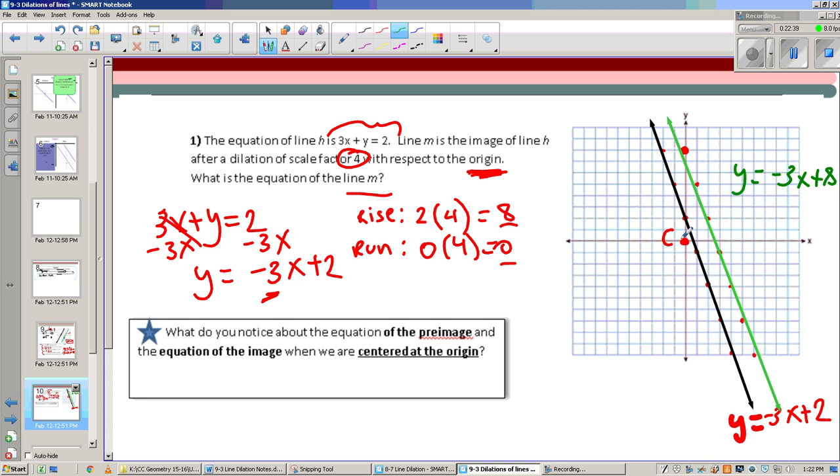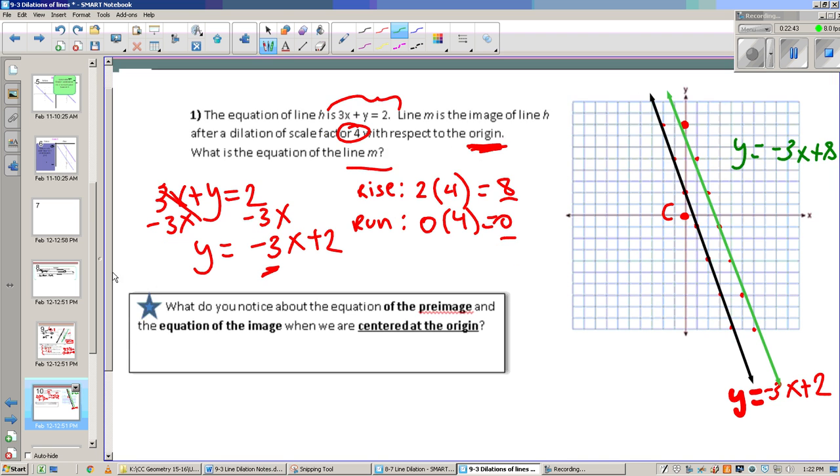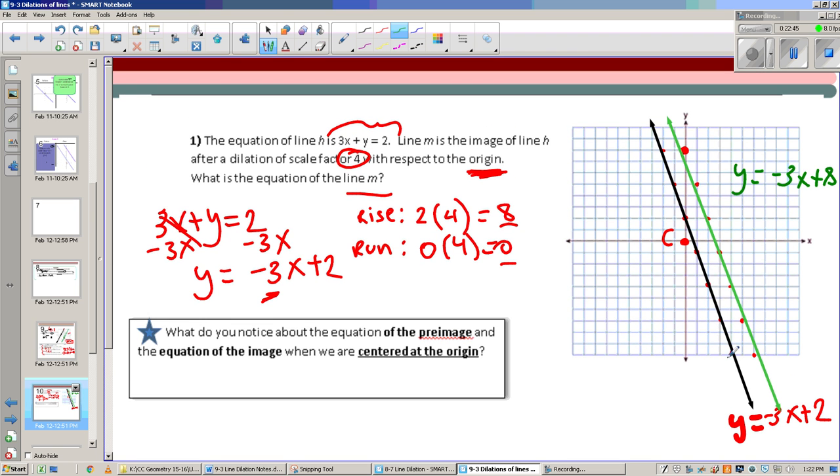Okay, so now if it's centered at the origin, something really cool happens. It's actually a nice little shortcut. Since we know the slopes are going to be the same, then how are the y-intercepts changing? We went from 2 to 4 to 8. So what we're doing is we're just multiplying the y-intercept by the scale factor.